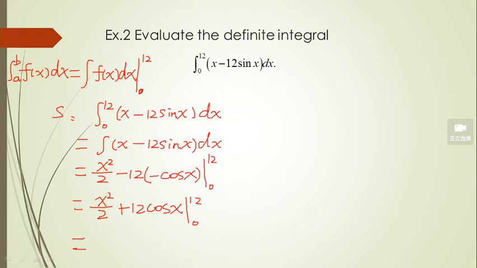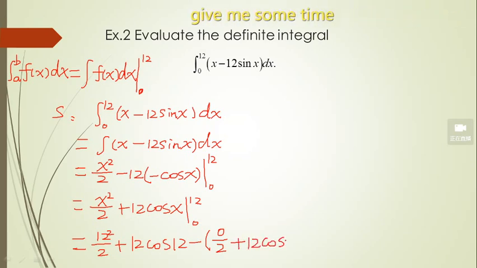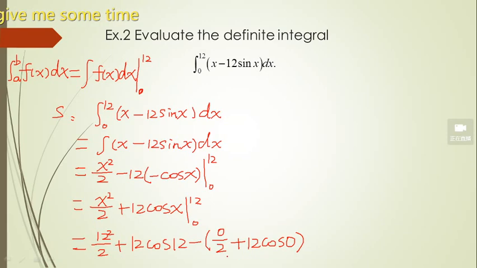So when x is 12, step by step, it will be 12 squared over 2 plus 12 times cosine 12. And then minus, when x is 0, 0 over 2 plus 12 cosine 0. And I believe some of you will give me this part in parentheses is 0.